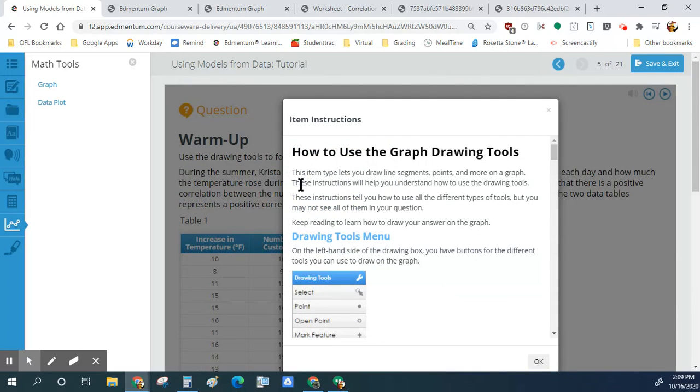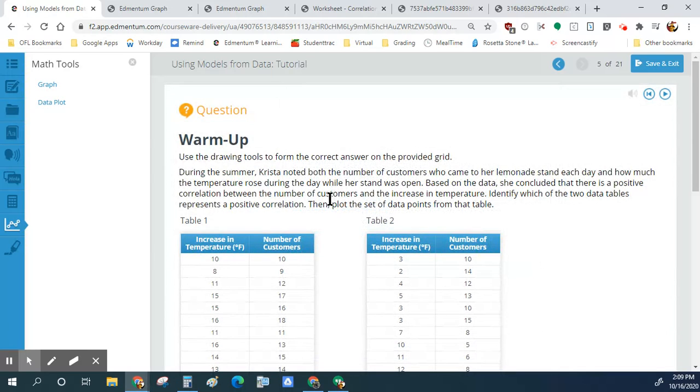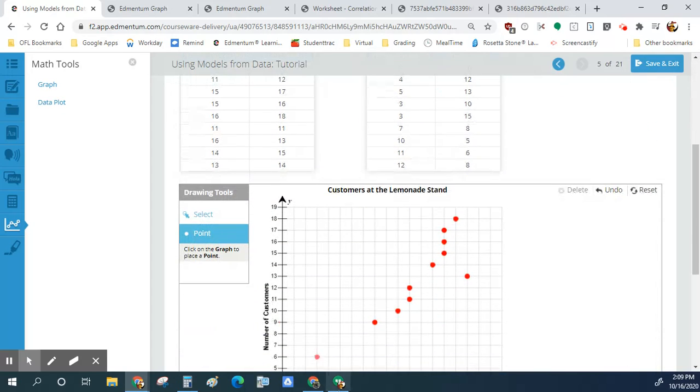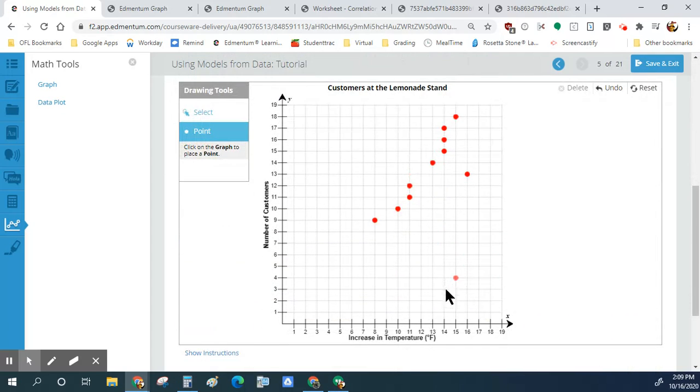Plot the dots. So this item lets you draw lines. Okay, I know how to do that. Then plot the set of points. So between the correlations, identify which of the two tables represents a positive correlation. Table 2. Then plot the data points from that table. This has a positive correlation. I plot the points on the table.